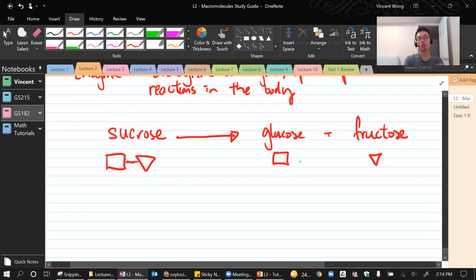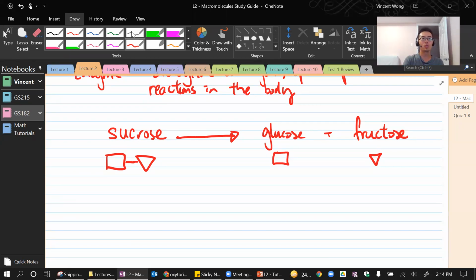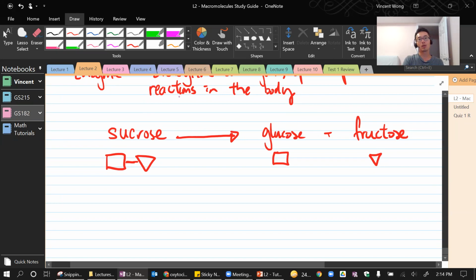But if we eat that sugar, we put it in our mouth, within hours, it's going to get converted into glucose and fructose. How does it do that in the body? And how does it not happen in the kitchen cabinet? Well, that's because in the body, we have an enzyme that's going to help speed up this reaction that otherwise would not have happened, okay?